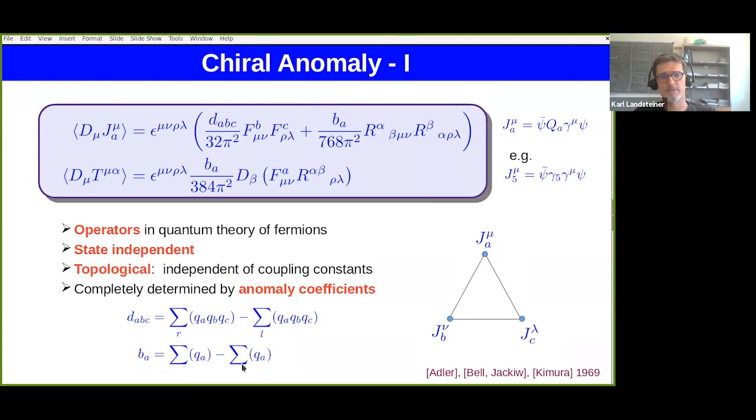It's important to emphasize here that this is a statement about the operators in the quantum theory containing chiral fermions. It's completely independent of the state. I've written here an expectation value, but I've not told you which state this is. So this equation is really true in all states of the theory. And it's topological in various ways.